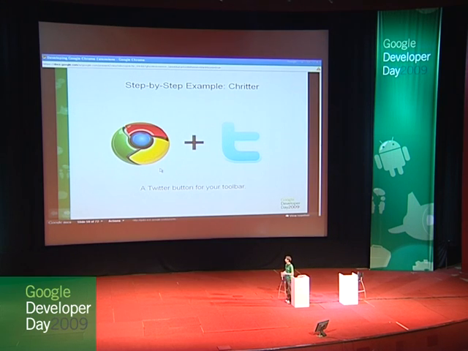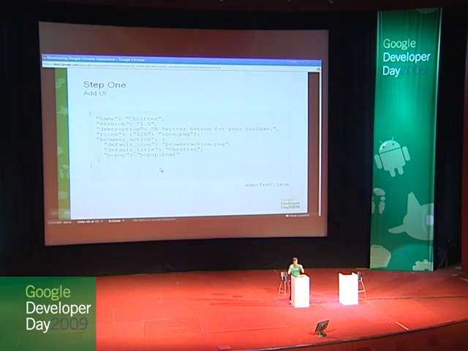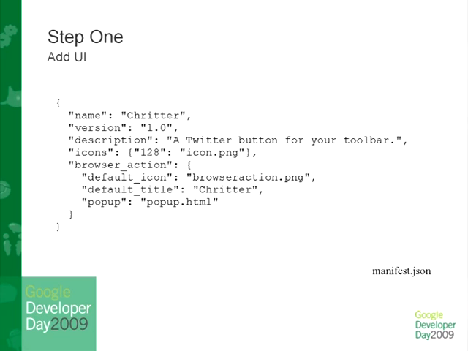All right, so with that, let's actually take a look at some code. The extension that we're going to build is called Critter. It is a Chrome Twitter client. And I said that we're going to start out really simple. The first thing that we're going to do is add a little browser action icon to our Chrome toolbar.